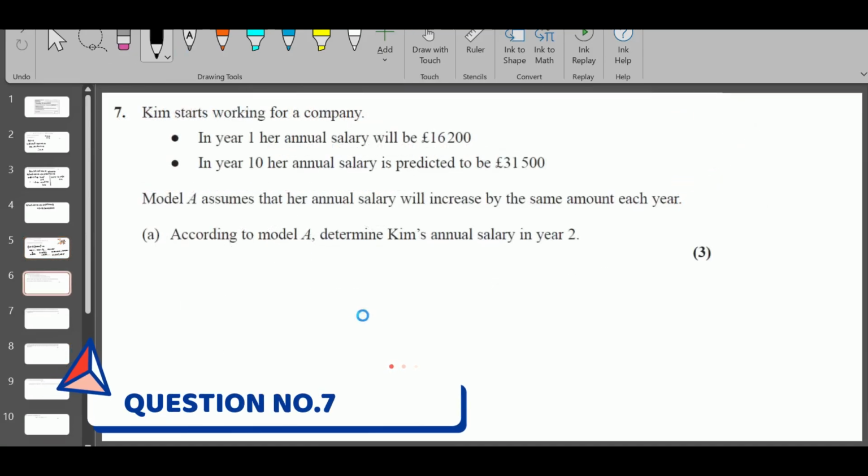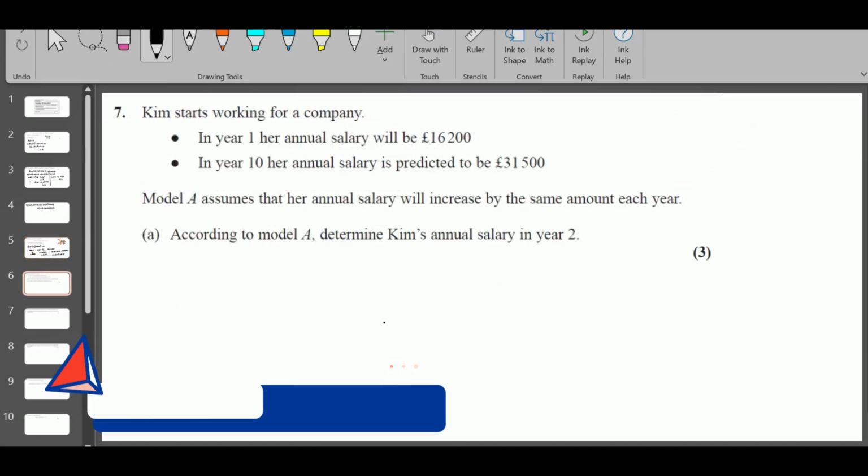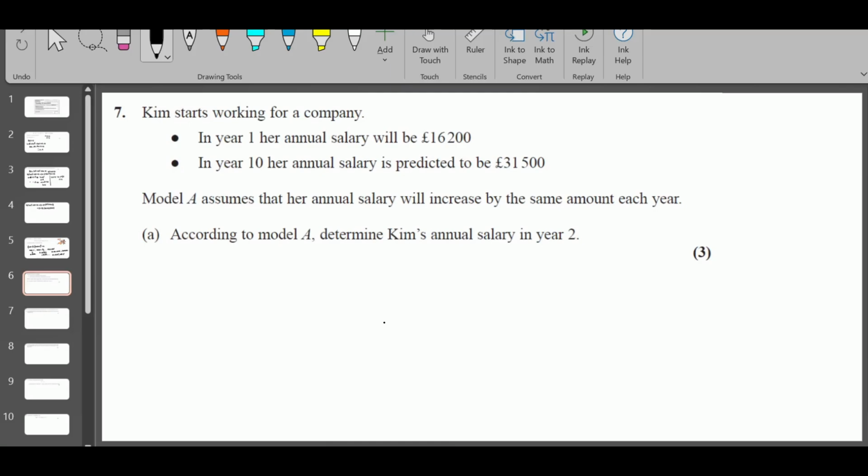Question number 7. Kim starts working for a company. In year 1, her annual salary is 16,200 pounds. In year 2, it's not given. Year 3, it's not given, etc. In year 10, the annual salary is 31,500.